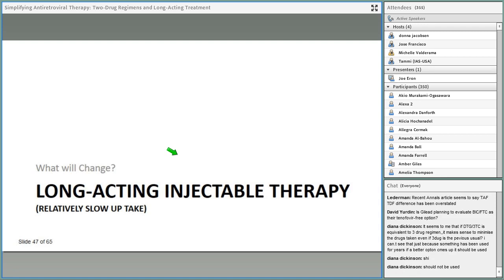Then a nice question: do I switch Triumeq, dolutegravir abacavir 3TC, to dolutegravir 3TC in a well-controlled patient? Absolutely, 100%. To be honest, it was on one of my earlier slides, but I don't really see a real reason to use abacavir in anyone. But that's my personal opinion.